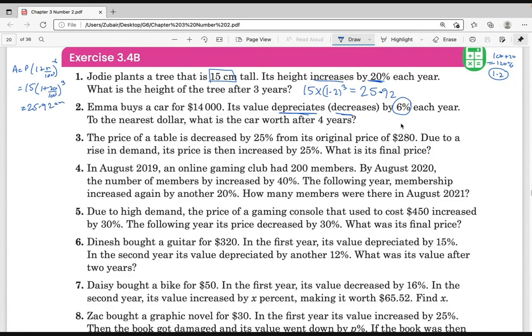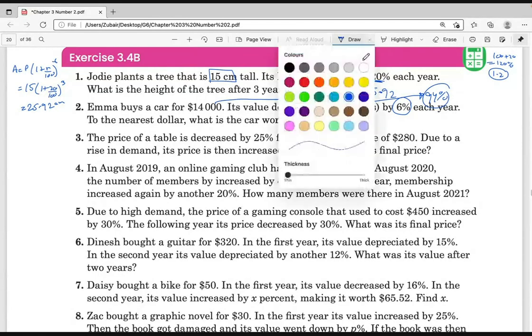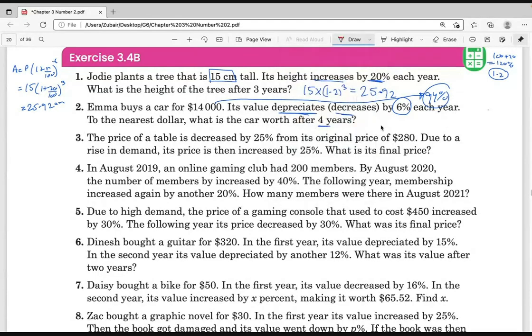The 94. Not the amount, just the worth. 94, yes. So decreased by 6%, it is still worth 94%. So we will be multiplying 14,000 with 94% to get the decreased value, and then to the nearest dollar, what the car is worth 4 years later. So we keep on multiplying by 0.94 four times. So 14,000 multiplied by 0.94 if this was for 1 year, but this is for 4 years, so raised to the power 4.